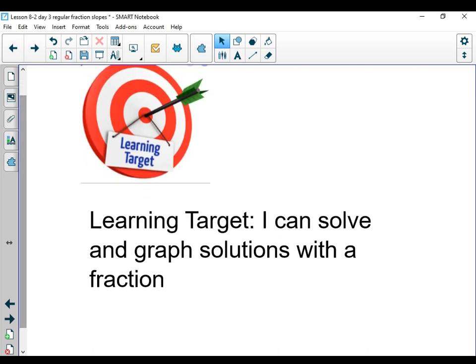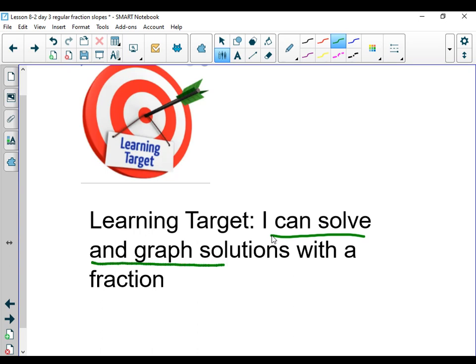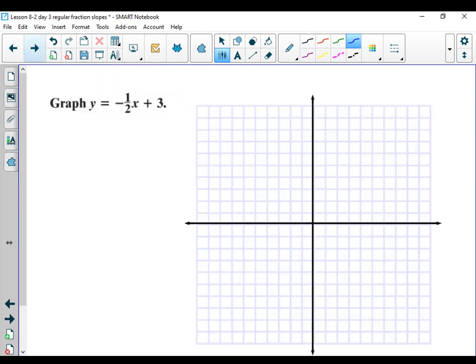Learning target looks a lot like the past 2 days. I can solve and graph solutions with a fraction? Yep, with the fraction. We've actually seen this 2 other times so far with a half, but we didn't practice it very much. And also, if you looked at the 4 that we have, there's more than just the fraction that's a half. So we have to know what to do with all of the fractions.